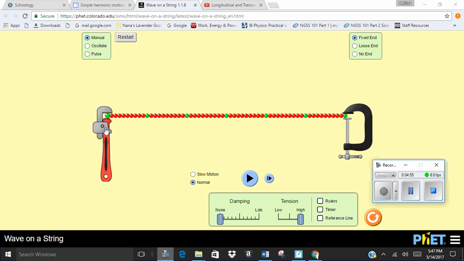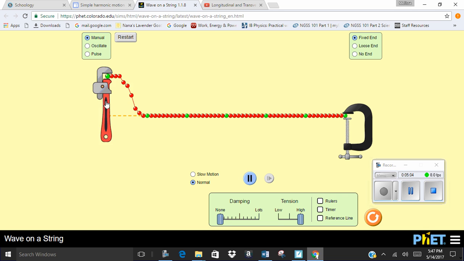So my disturbance is going to be this wrench. The medium is going to be the string of beads. Now watch what happens when I create one disturbance on the string.